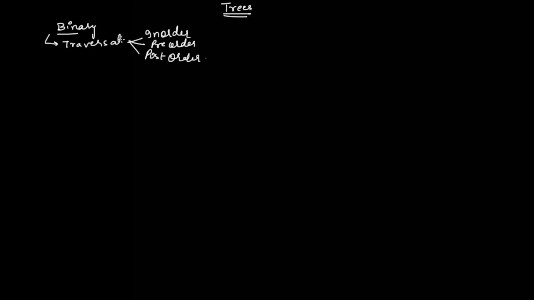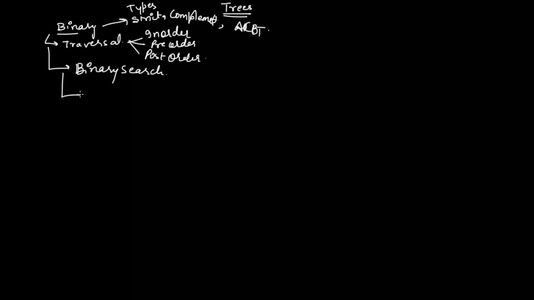We are also going to study what the types of binary trees are. These types include strict binary trees, complete binary trees, and almost complete binary trees. After this we'll start binary search trees, and we'll see different operations on binary search trees, which include insertion, deletion, and other benefits of binary trees.